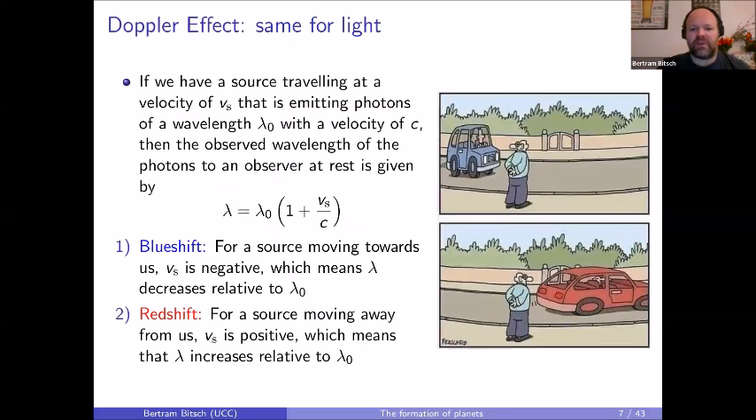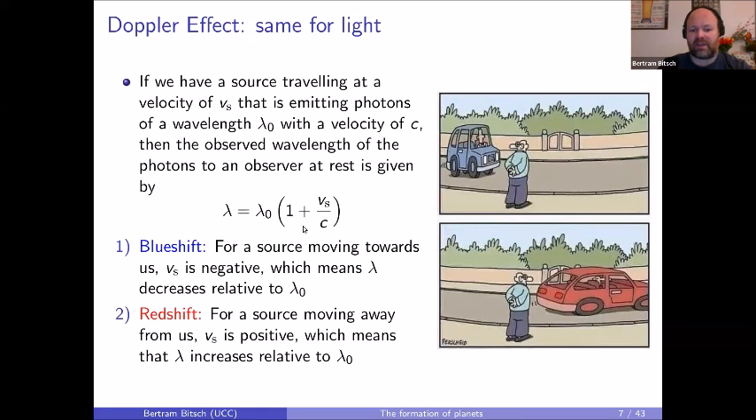Now, the same change of frequency also applies to light that is traveling to us. So you could imagine a situation where you have a star and we observe the light from that star. But if that star is not fixed, but actually moving towards or away from us, we will also observe a change in the frequency of the light that depends on the velocity of that star. So how fast is the star moving towards us or away from us?